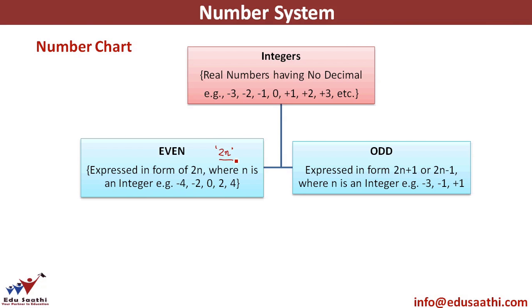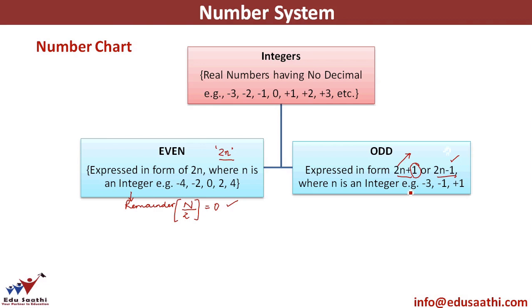Or in another way, the remainder an even number gives when divided by 2 comes out to be 0. So if a number when divided by 2 gives a remainder of 0, it will be an even number. An odd number can be expressed in the form of 2n plus 1 or 2n minus 1. That means when divided by 2, I get a remainder of plus 1 or minus 1. That means the number is not a multiple of 2. It is some odd number which gives a remainder of plus or minus 1 when divided by 2.